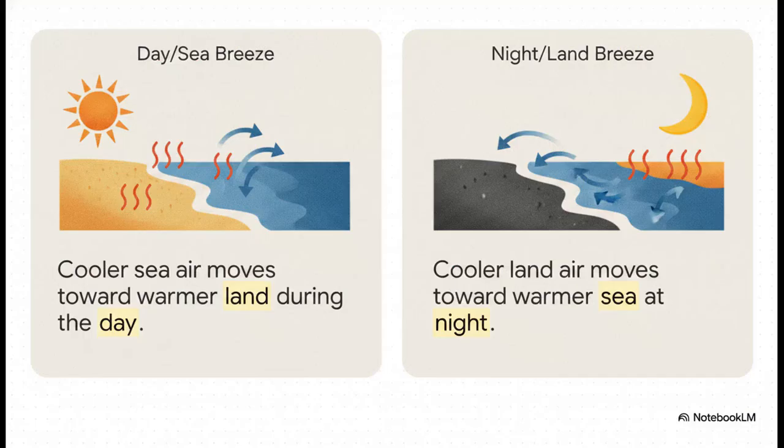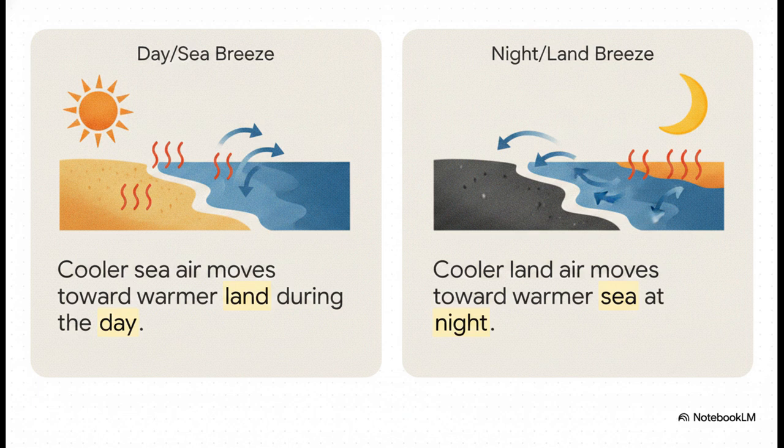Okay, listen up, because this is a super common question you'll see on your exams. Sea breeze versus land breeze. This entire coastal wind system is completely driven by convection, and it's because land heats up and cools down way faster than water does. So during the daytime, the land gets really hot, warming the air right above it. That hot air rises, and the cooler, heavier air from the sea rushes in to replace it. That is a sea breeze.